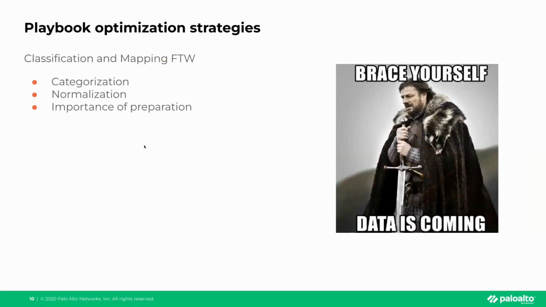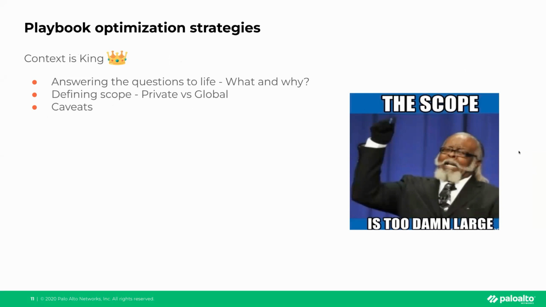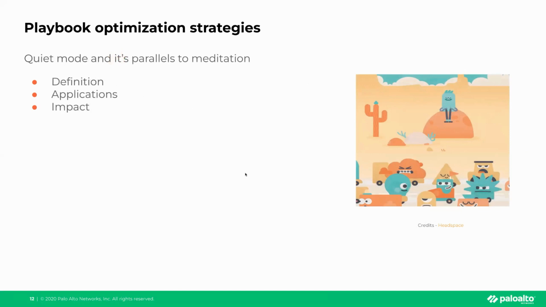And yeah, I will get started with my part of the presentation here. So I'll be covering 3 topics. First, let me just move through each one of these topics just to give you an idea on what I'm actually going to be talking about. The first area will be classification and mapping. The second area will be the context, which I'm sure, as all of you know, is really important. And the third one is going to be quiet mode.